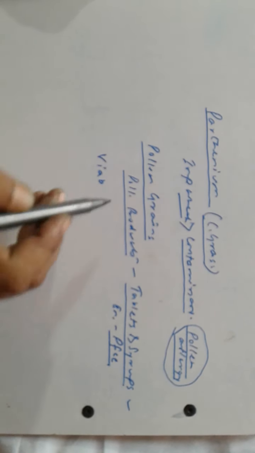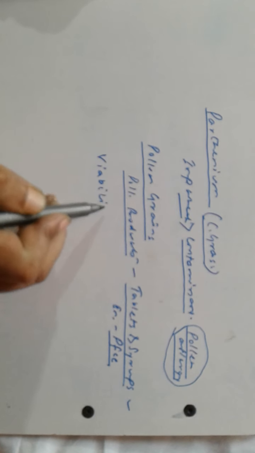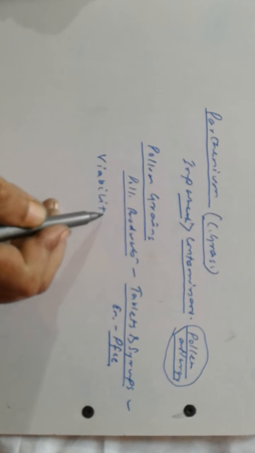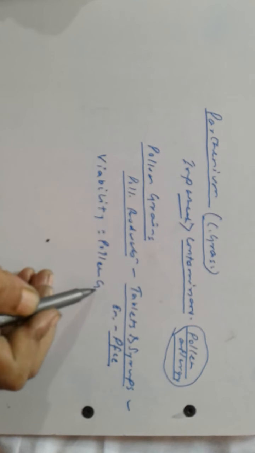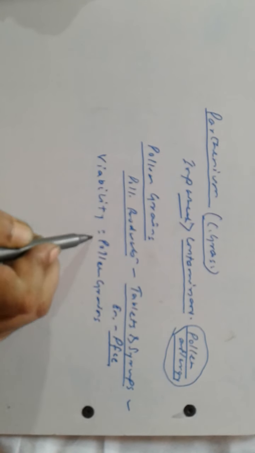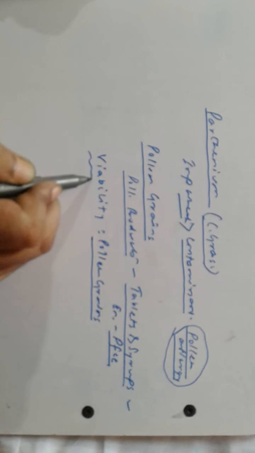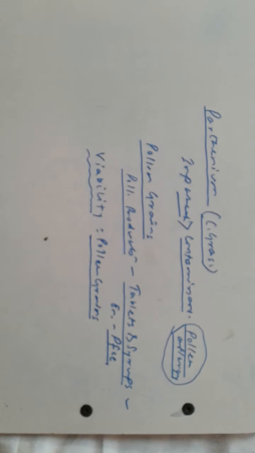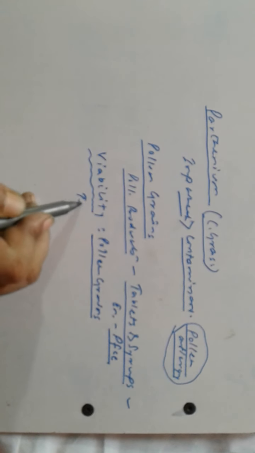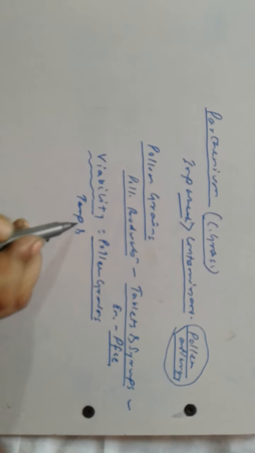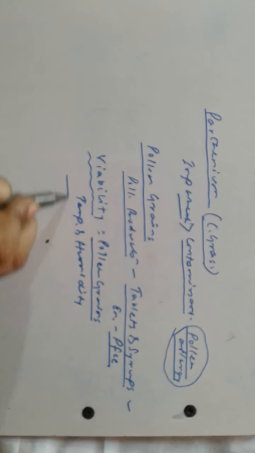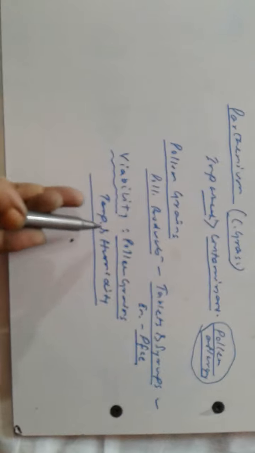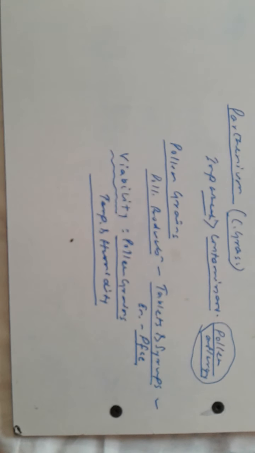Now, the viability or durability of pollen grains. How durable are pollen grains? What is their viability? It depends on two things: temperature and humidity. It varies from species to species.